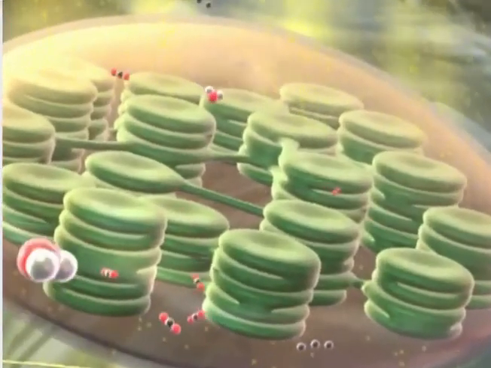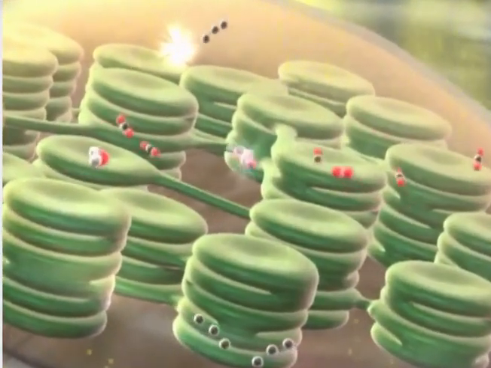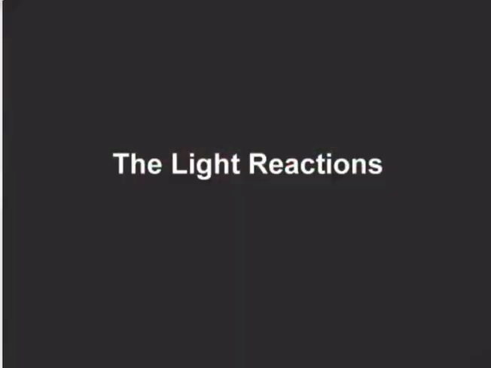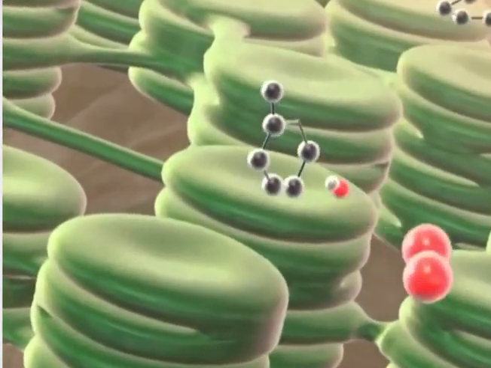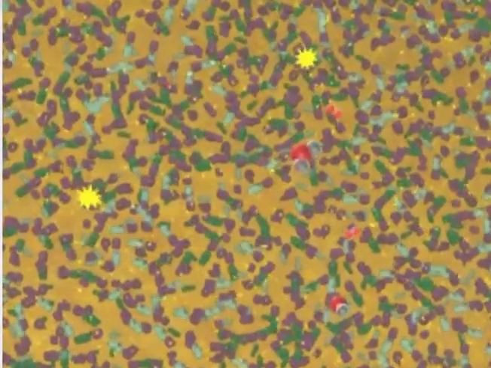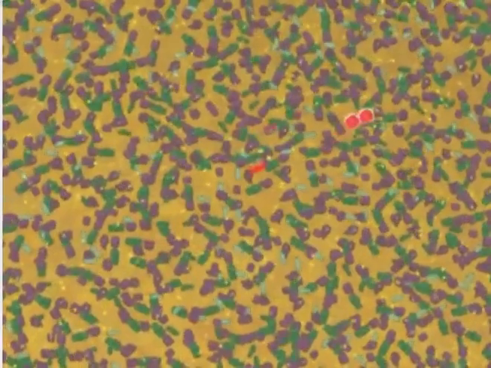Chloroplasts use energy from light to transform carbon dioxide and water into sugar and oxygen. Zooming into a chloroplast, we see these flattened membranous sacs called thylakoids. Here, light energy is converted to chemical energy in the first phase of photosynthesis, the light reactions.